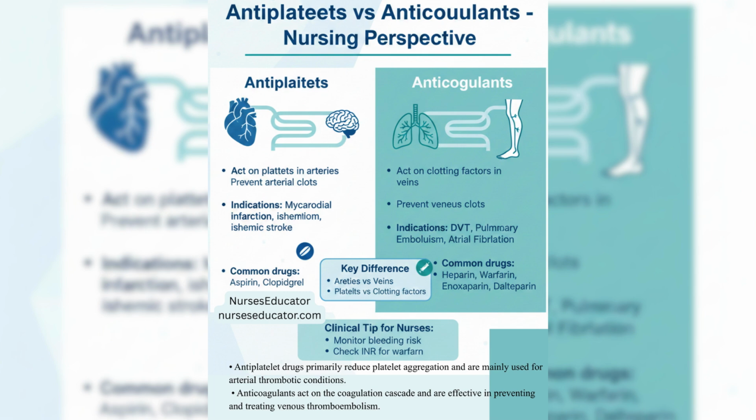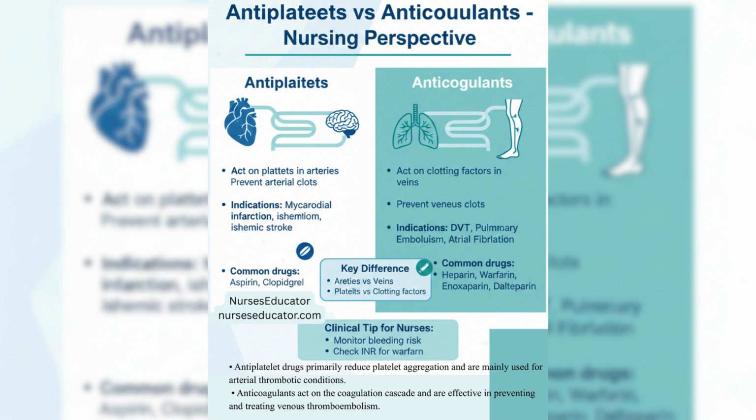Anticoagulants act on clotting factors in the blood. They are mainly used to prevent and treat clots formed in the veins, such as deep vein thrombosis and pulmonary embolism. NCLEX tip: venous clots require anticoagulants. Common drugs include heparin, warfarin, enoxaparin, and dalteparin.